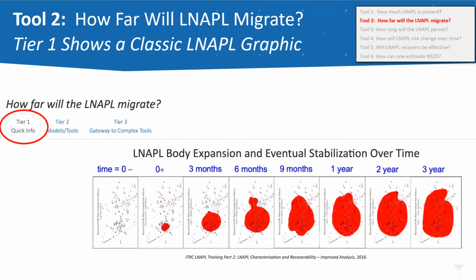Let's go to Tool 2. How far will the LNAPL migrate? And for Tier 1, we show what I think is considered a classic LNAPL graphic, again from the U.S. Interstate Technology and Regulatory Council, from their LNAPL training, and it shows this LNAPL body and expansion over time, which starts right at time 0, and then you can see this release.